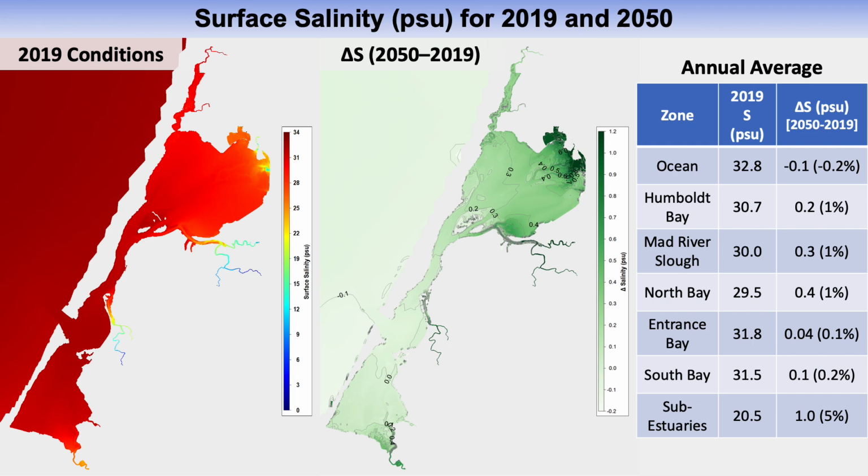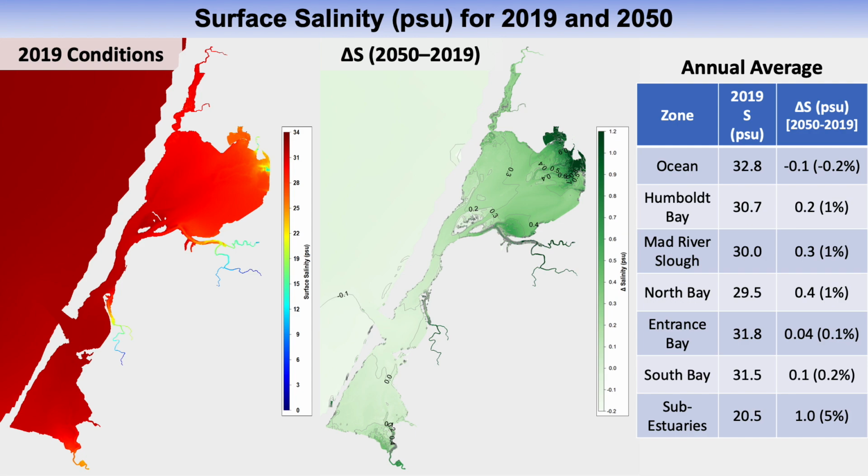As you can see on the plot on the left, ocean salinities tend to be about 33 PSU. Humboldt Bay on average tends to be about 31 PSU, so it's about 2 units less in the bay, which is just due to the fresh water that enters the bay. There's not a lot of variability between bays, so average salinities tend to run about 29, 30 up to about 32 between all the bays.